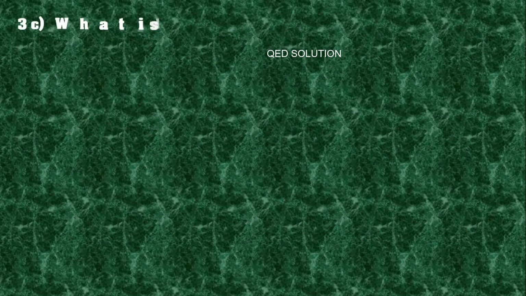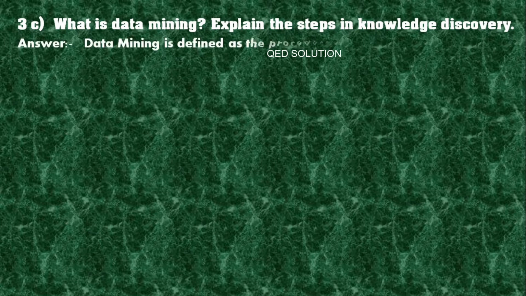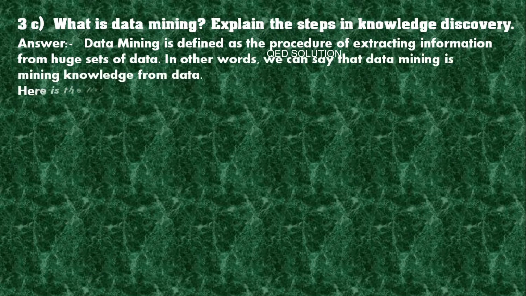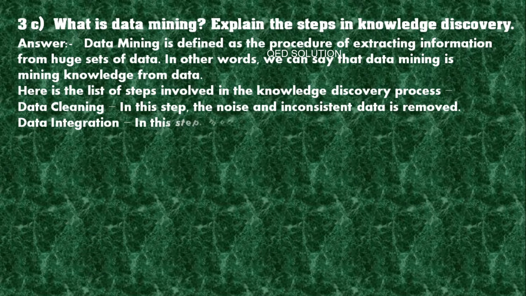Question number 3C. What is data mining? Explain the steps in knowledge discovery. Answer. Data mining is defined as the procedure of extracting information from huge sets of data. In other words, we can say that data mining is mining knowledge from data. Here is the list of steps involved in the knowledge discovery process.